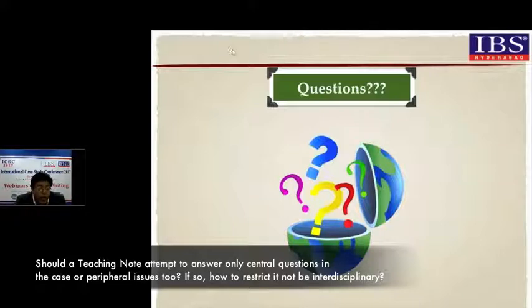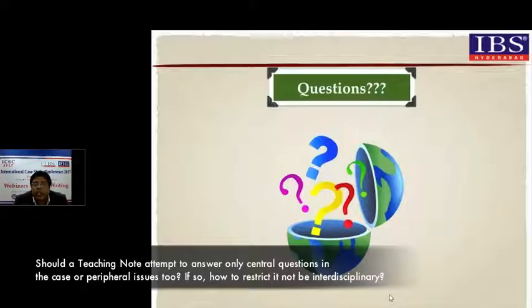Okay, so you are asking whether we should only focus on the central questions in the case or also look at other things or other disciplines, if it can be approached that way. Should we attempt that or not? Now that is a choice as a writer you have to make. It is about what you want to do with the case.